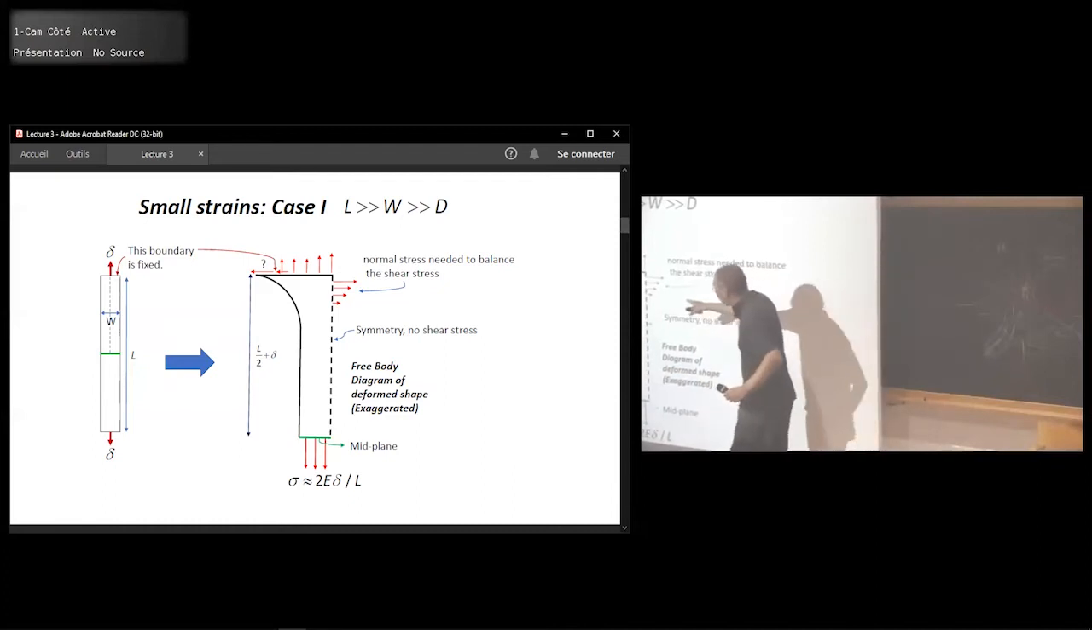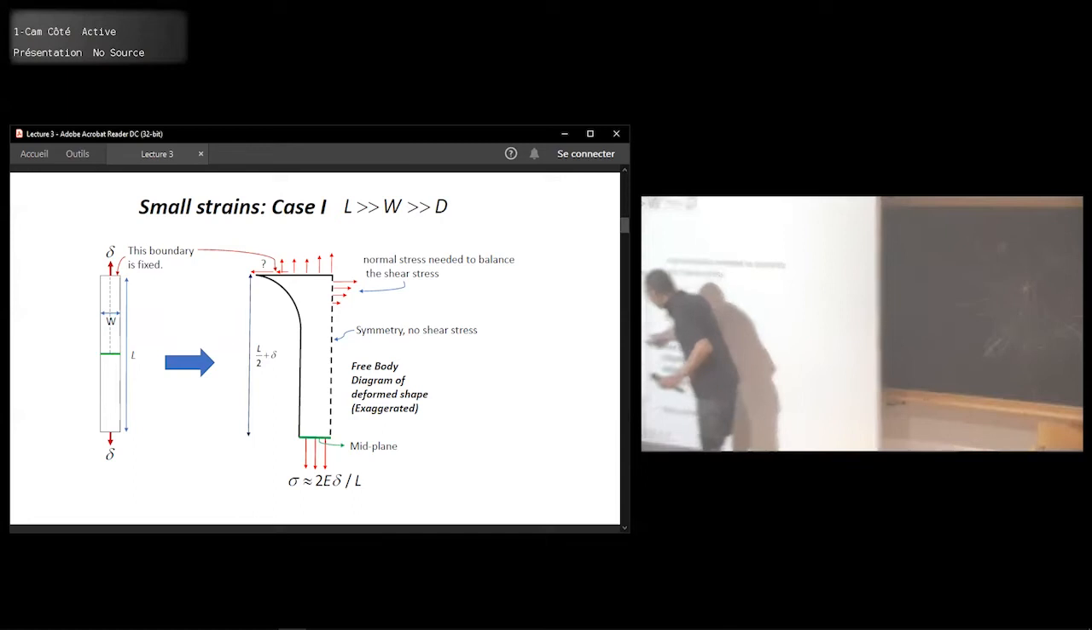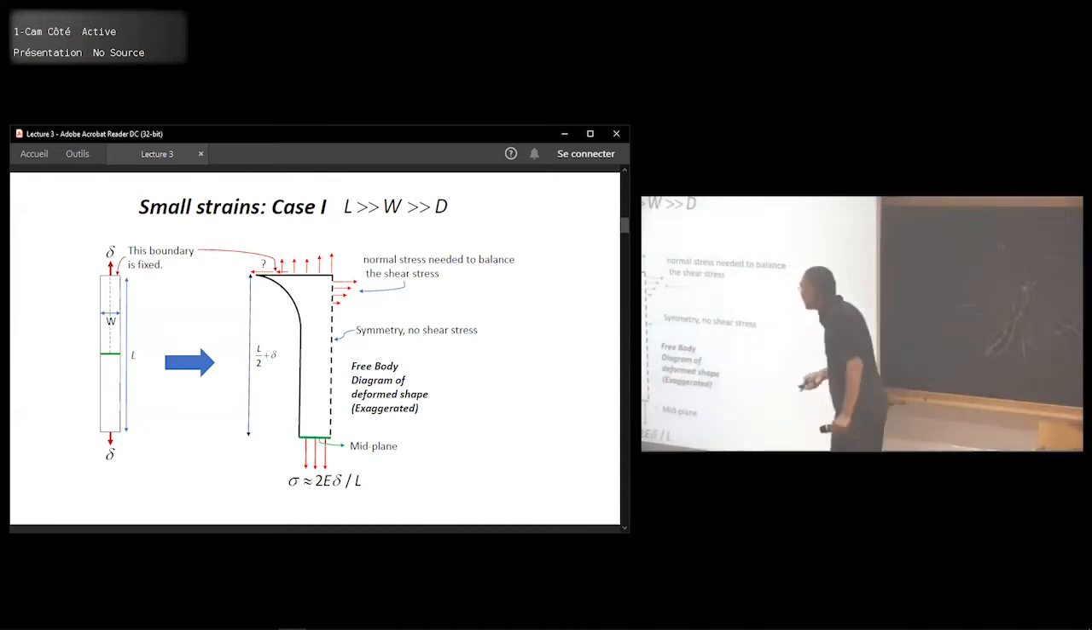So in here, I'm drawing a middle line. This is this middle line here, right? And that's a mid-plane of symmetry. So on that plane of symmetry, there cannot be any shear stresses, because it's a plane of symmetry.